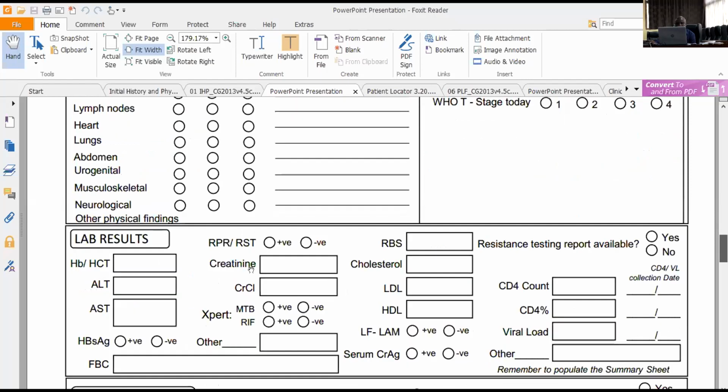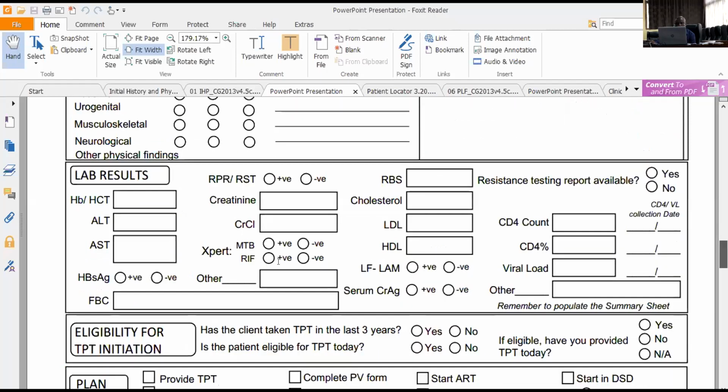So we have got the Xpert MTB/RIF, which were not there then, the HBsAg, the serum creatinine, the antigen test; all those have been added here. For the CD4 and viral load, you include the collection date. And then these are automatically populated on the summary sheet, the HIV summary sheet, which comes out as a patient report in the system in SmartCare.